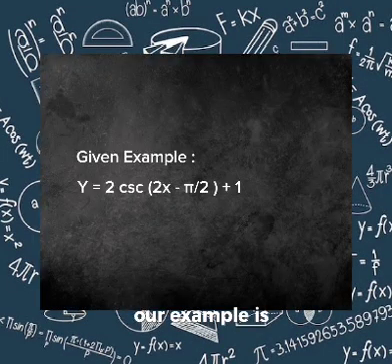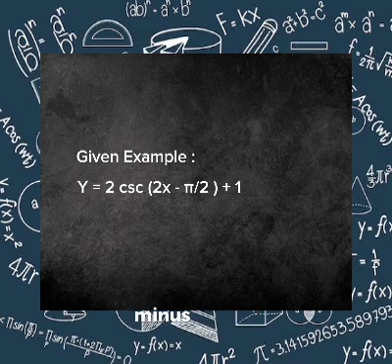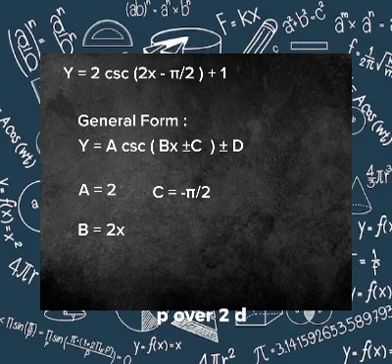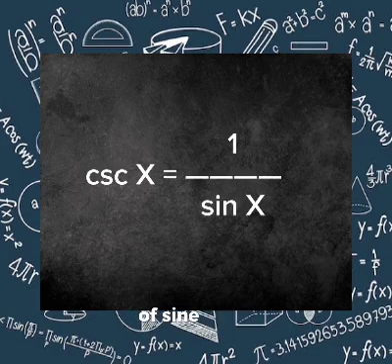Our example is y equals 2 cosecant (2x minus pi over 2) plus 1. A equals 2, B equals 2, C equals negative pi over 2, and D equals 1. This function is based on the reciprocal of sine: cosecant x equals 1 over sine x. So let's break it down.